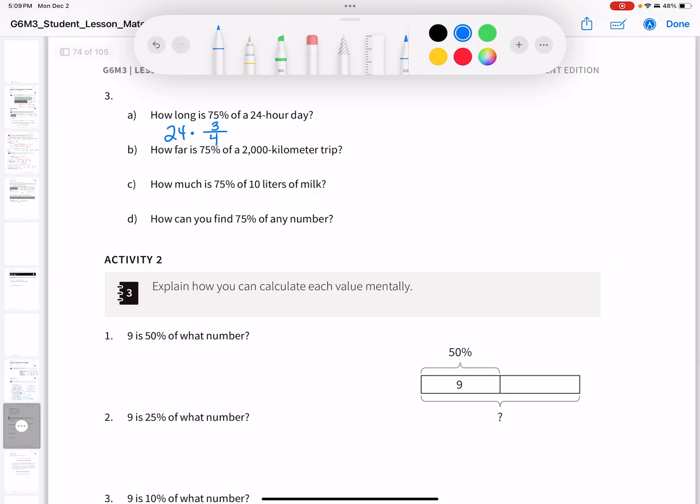So we could do 24 over 1 times 3 over 4 and multiply it out. So 24 times 3: 4 times 3 is 12. 3 times 2 is 6 plus 1 is 7, 72/4. And then we would have to do 72 divided by 4. 4 goes into 7 one time. That gets me 3. 4 goes into 32 8 times, and that leaves me with 18. 18 hours.